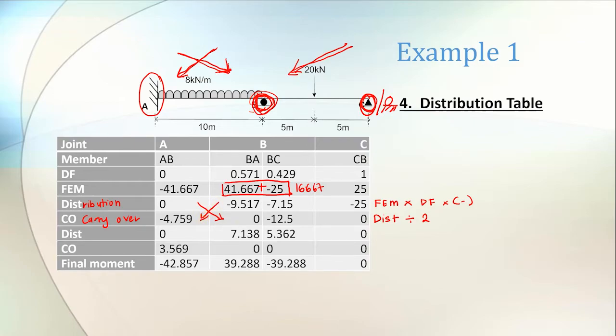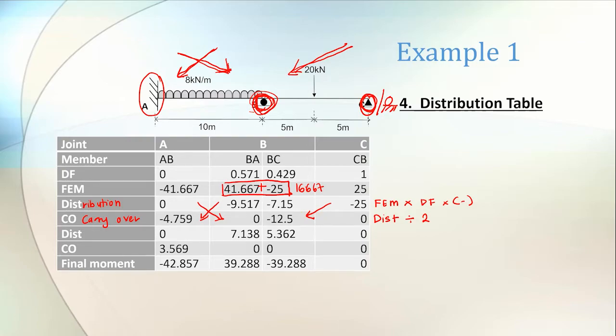So negative 9.517 divide by 2. Then I dapat negative 4.759. This one, I tak boleh carry over. That's why dia jadi kosong. So negative 7.15 ni tak boleh carry over, so dia hilang. Negative 25 you can carry over. So divide by 2 become negative 12.5.